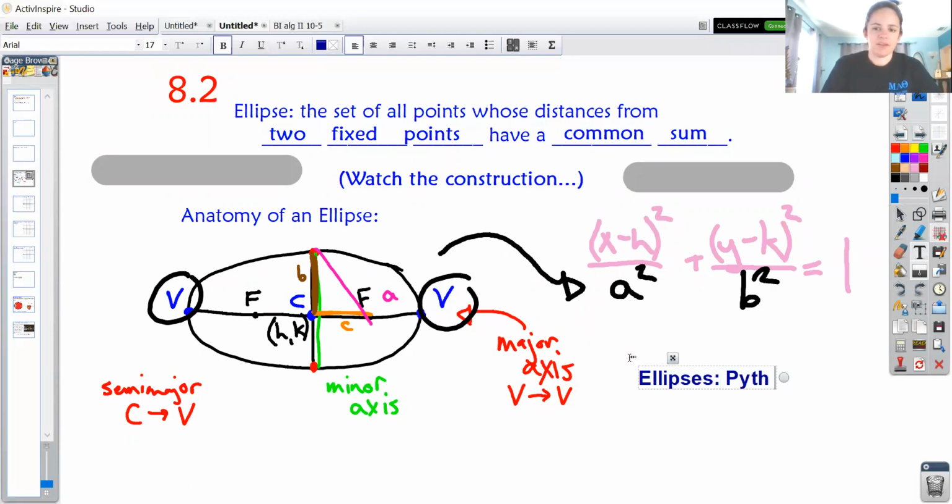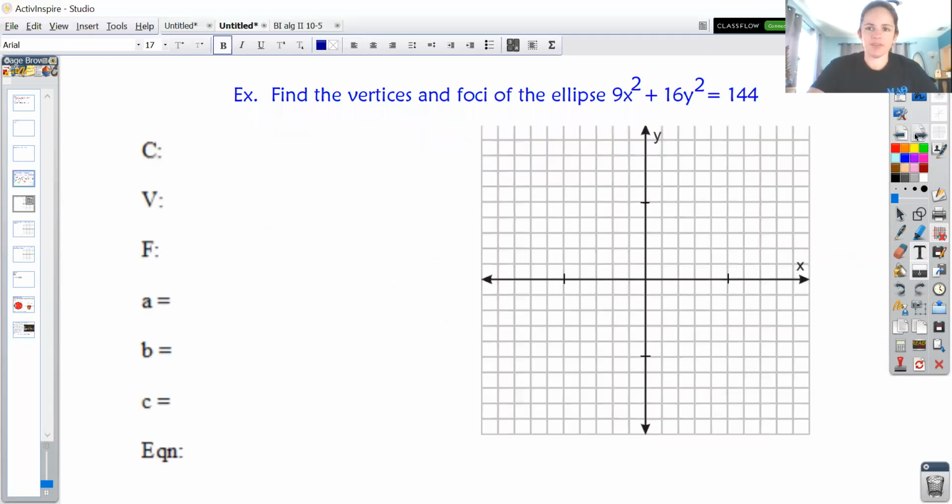The Pythagorean identity for ellipses is that b squared plus c squared is going to equal a squared. This is obviously not the normal Pythagorean identity where c is the hypotenuse, so you just have to remember that a is always going to be longer than c here, because a is the distance from the center to the vertex, not from the center to the focus. And so a is always going to be the longest one, which is the hypotenuse.